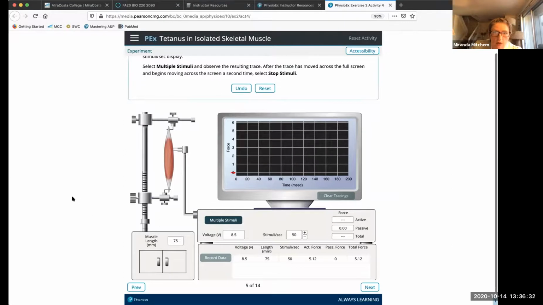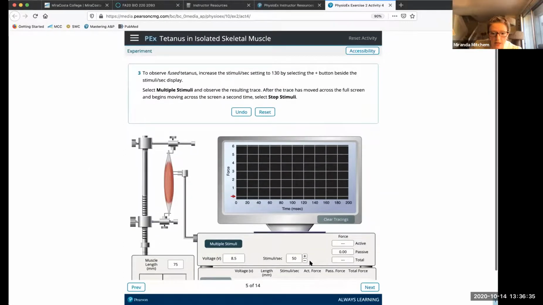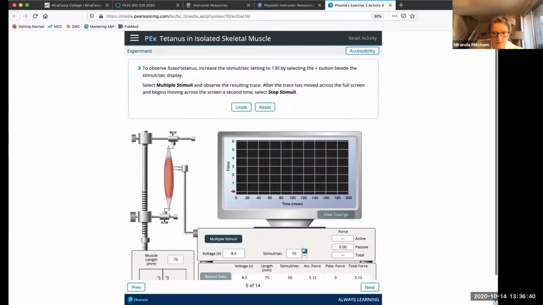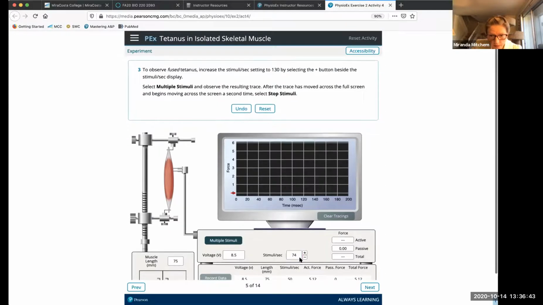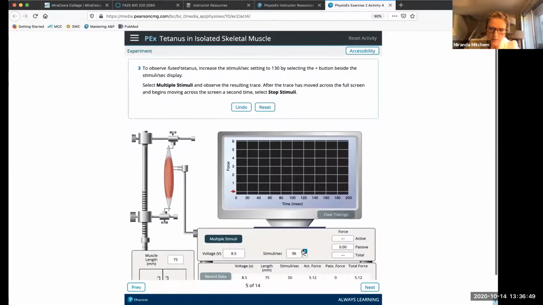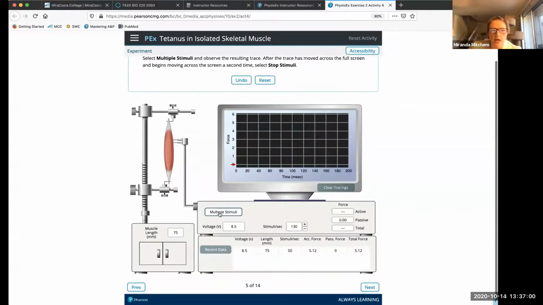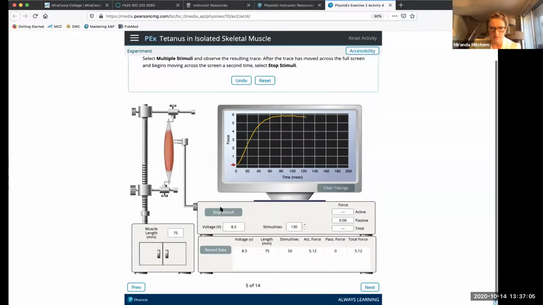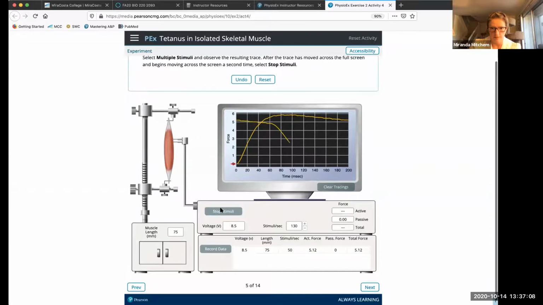Okay, so let's increase the stimuli per second to 130. I don't think it lets me type it in there. No, it does not. Multiple stimuli, and then it tells us to stop it once it starts to wrap around the screen. Okay, I stopped it. Takes a little bit of time.